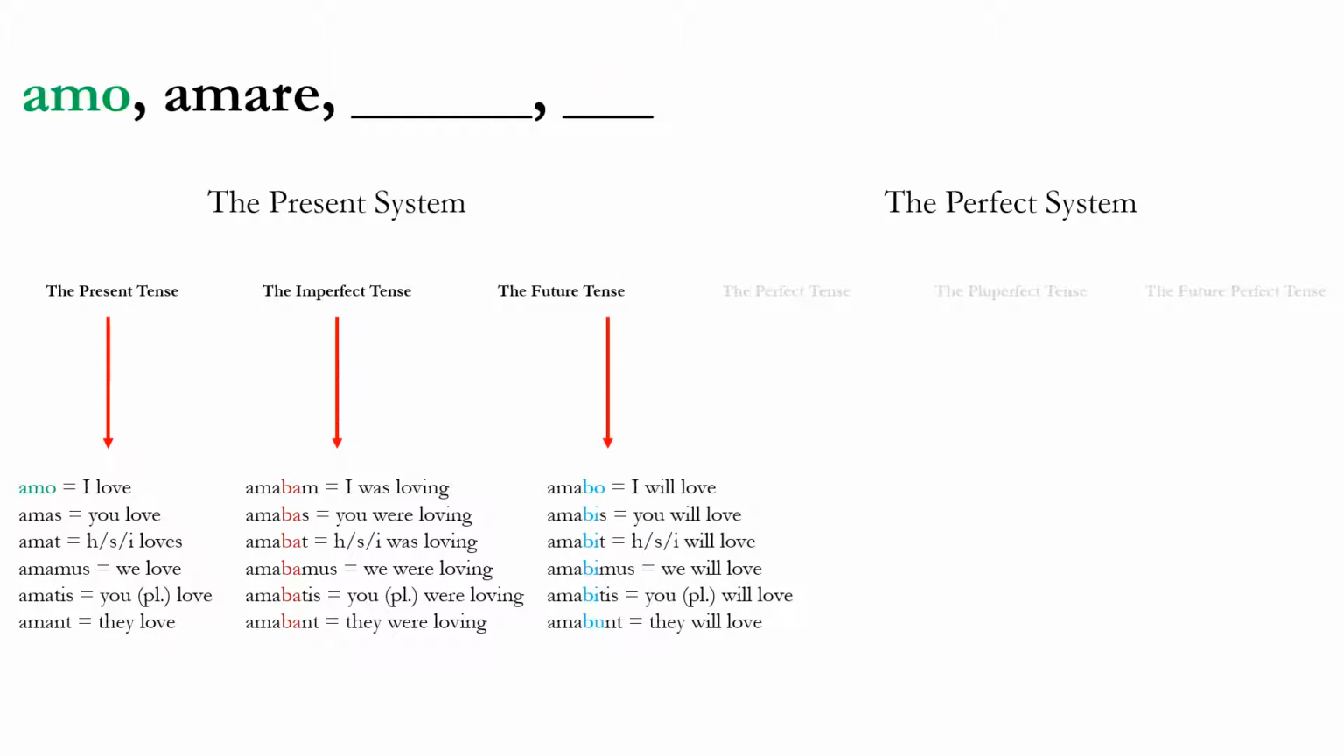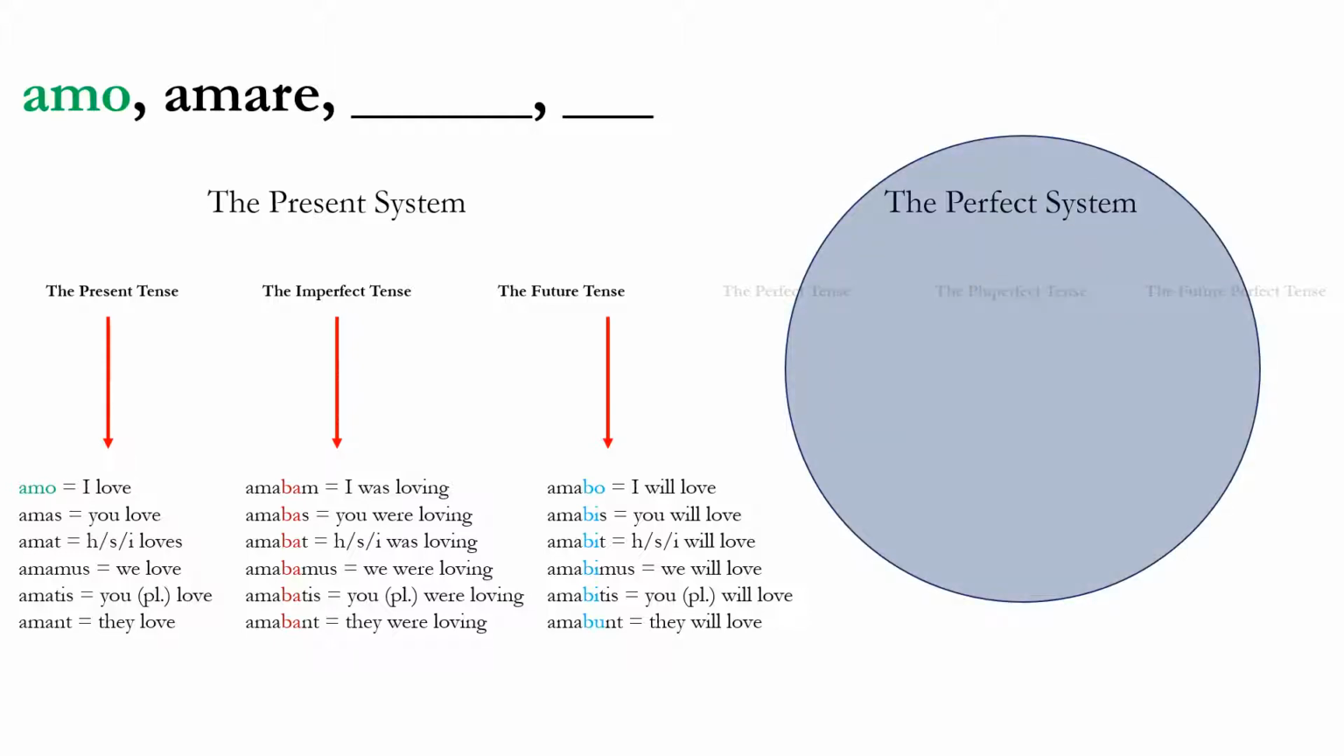And then, of course, the future. The book tells us that we could use I shall, but will works nicely. And you can see that while we start with -bo and we have -bu at the end for amabunt, all the other ones have a -bi.